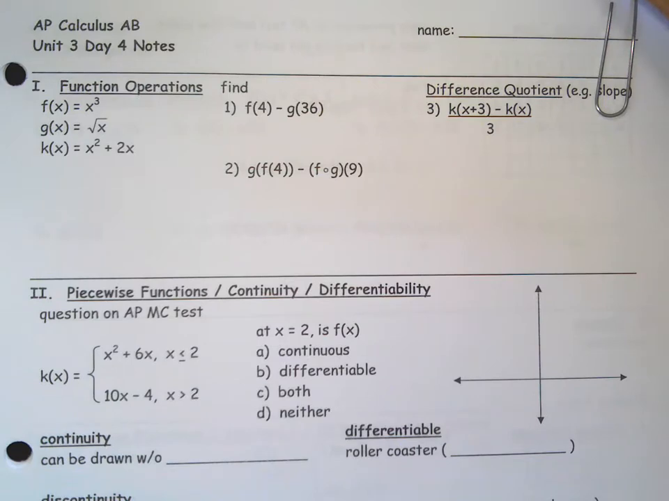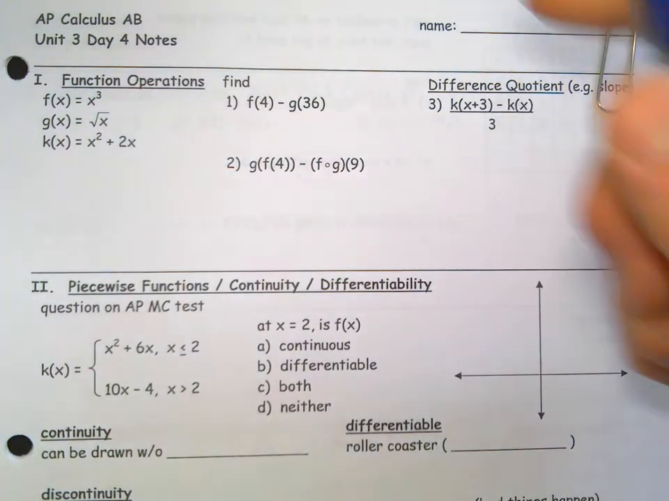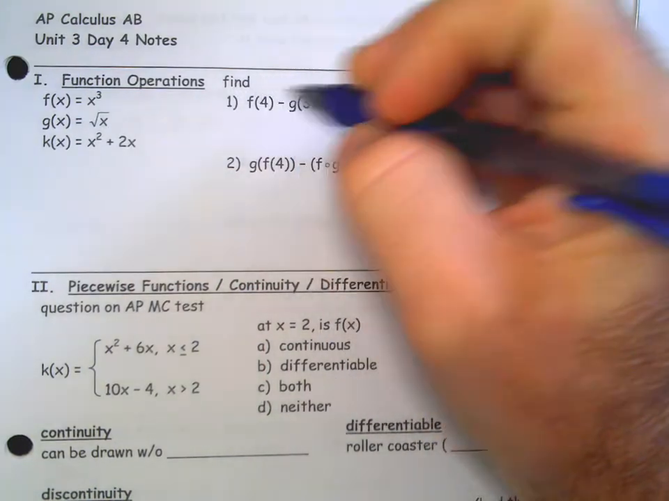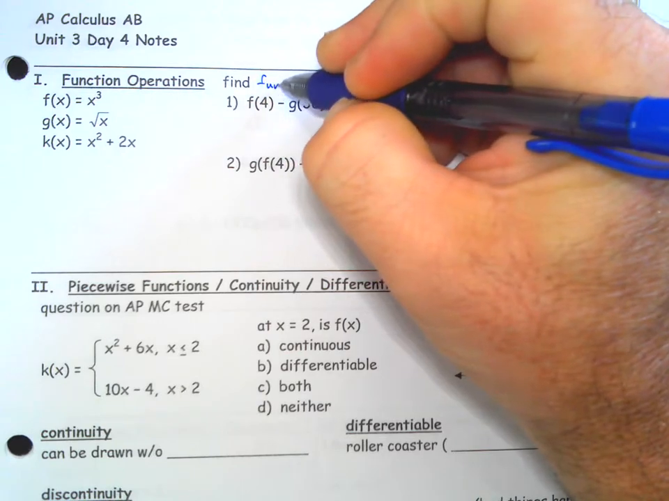Day 4. So we've been talking about a lot of different functions recently, very specific functions, but now we're going to talk about combinations of functions. These first ones, function operations, mean we're just doing different kinds of mathematical operations between different kinds of functions. This, by the way, is called function notation.